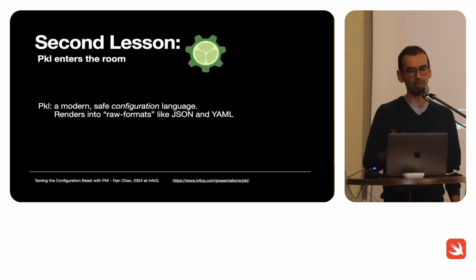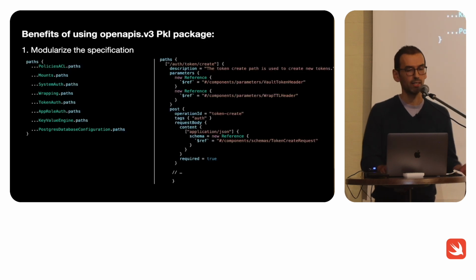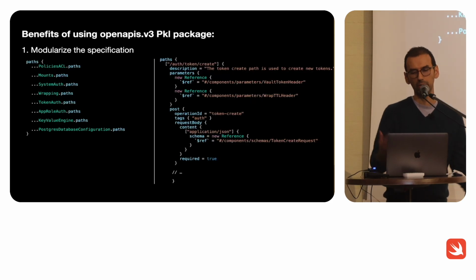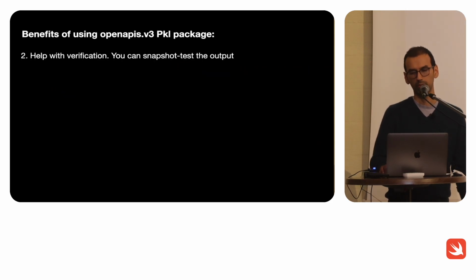If you want to deep dive into Pkl, I really recommend this talk from Dan Chao, Taming the Configuration Beast with Pkl. And you will learn a lot. I'm just going to mention that it helped me to modularize the specification, to write sub-clients. What you see on the left is me spreading different paths from different sub-specifications, and I can organize it how I want. And on the right, what you see is an example of how the OpenAPI document looks in Pkl.